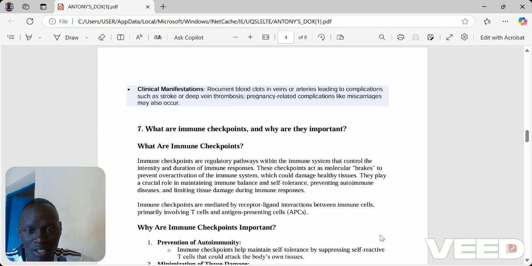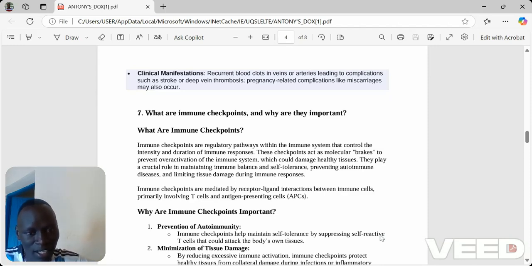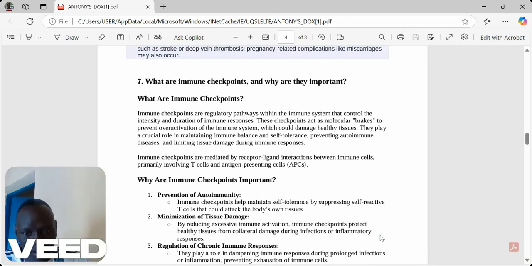They play a crucial role in maintaining immune balance, self-tolerance, preventing autoimmune disease, and limiting tissue damage during immune responses. Immune checkpoints are mediated by receptor-ligand interactions between the immune cells, primarily involving T cells and antigen-presenting cells. Why are immune checkpoints also important?